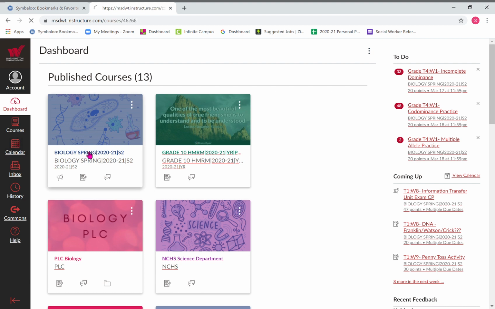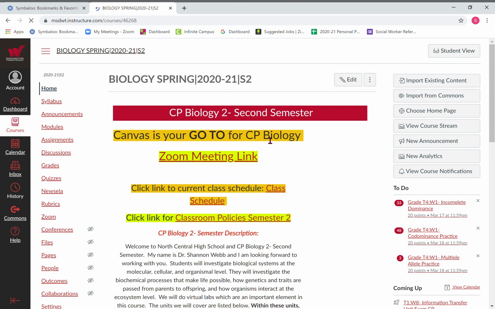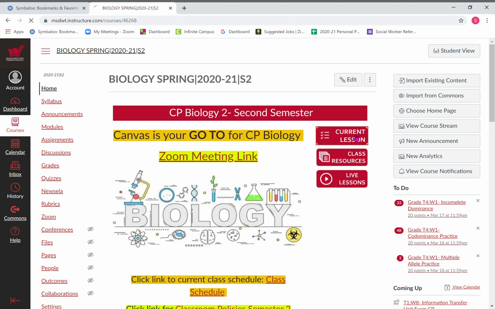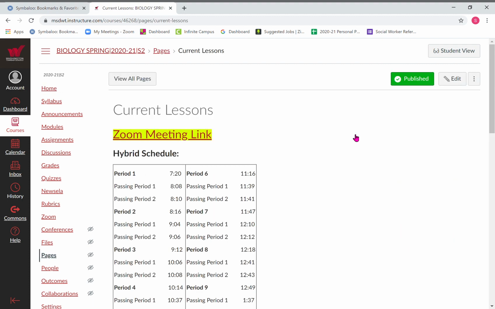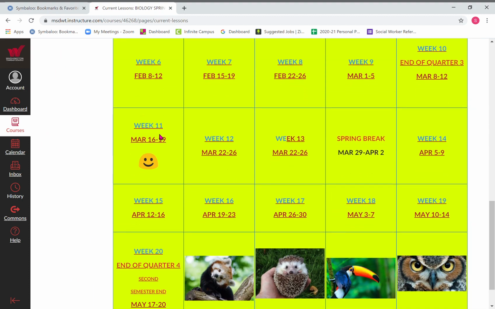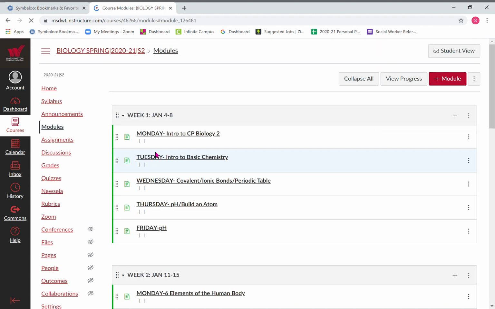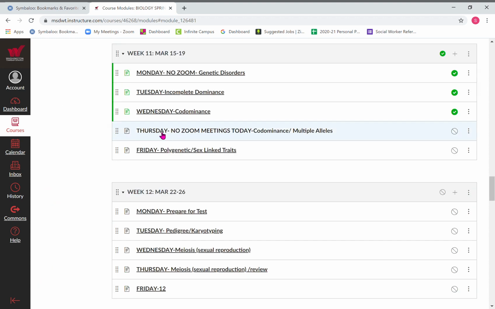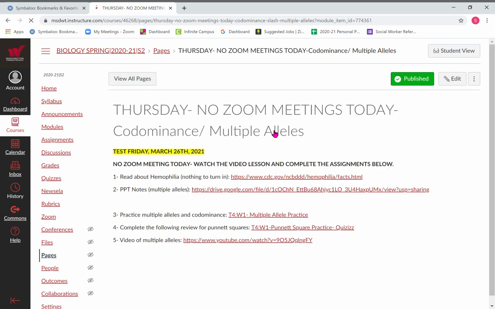I'm going to go through the dashboard, click on Biology, go to Current Lessons, go down to week 11, March 16th through 19th, where the little gummy bear is. Then you're going to go to Thursday's assignment, which says there's no Zoom meeting today. Multiple allele and codominance is what we're working on today.